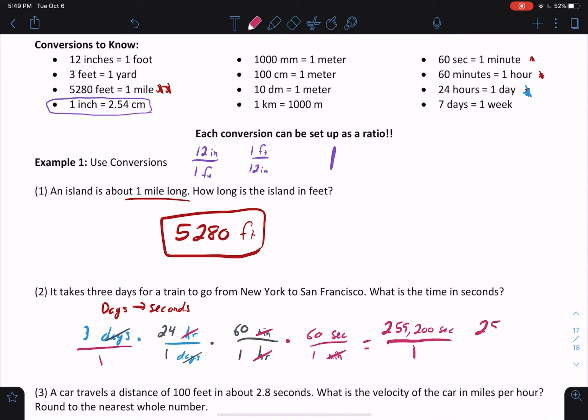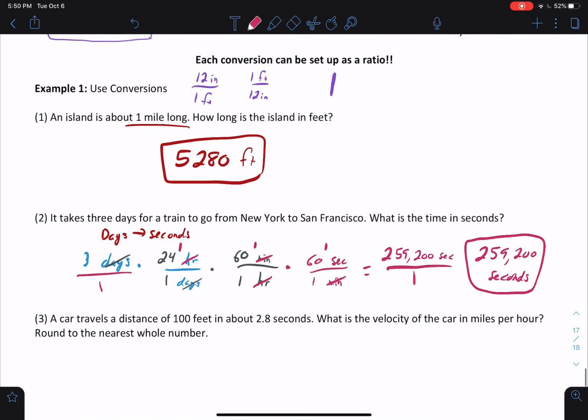Okay, so 259,200 seconds. That's how many seconds it will take to go from New York to San Francisco. So if you ever wondered how many seconds 3 days was, that's how long. We're able to multiply by these ratios because remember, each of these ratios could simplify to give you 1 because the numerator and the denominator are talking about the same thing. They're just involving different units. Okay? Let's do another example.